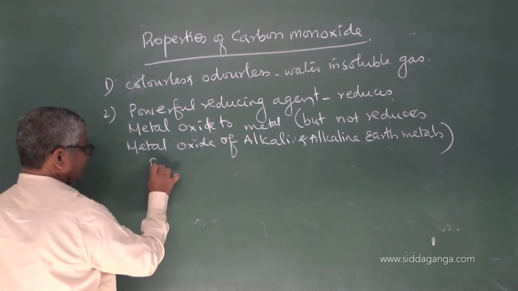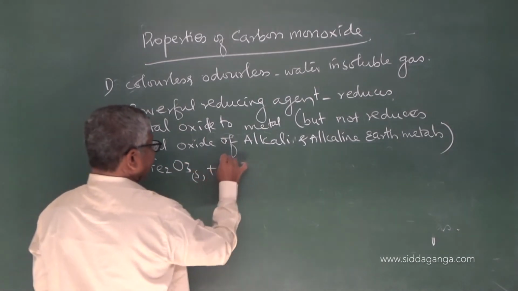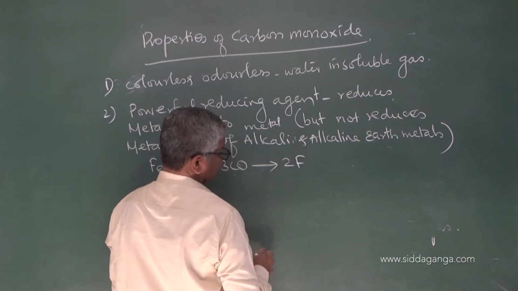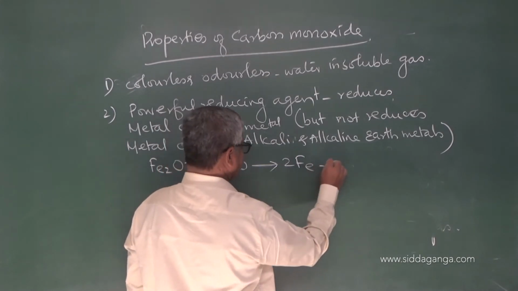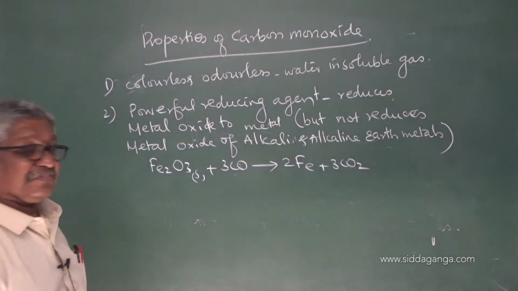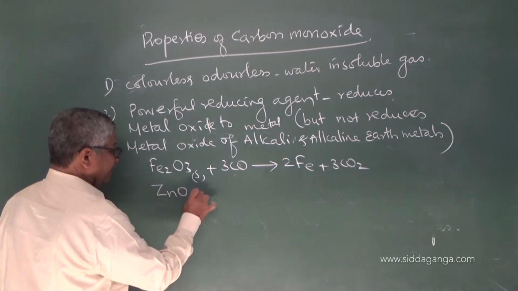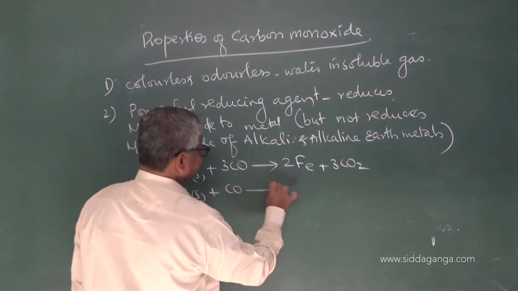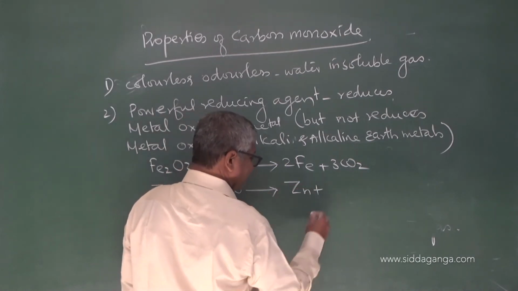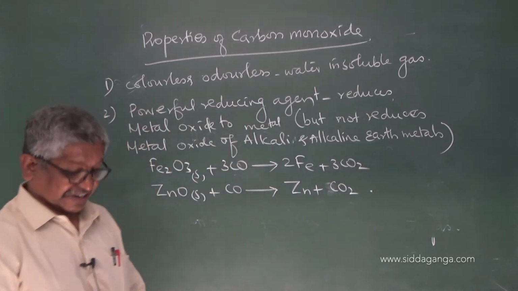Examples: Fe2O3, hematite solid, when it reacts with carbon monoxide, pig iron is separated with the formation of carbon dioxide. Similarly, zinc oxide reacts with carbon monoxide. Zinc metal gets isolated with the formation of carbon dioxide.